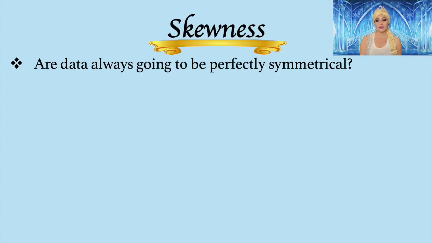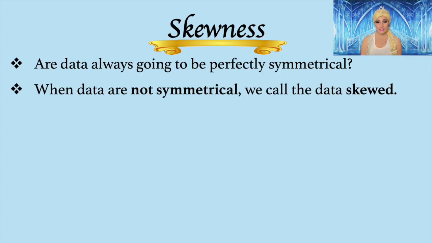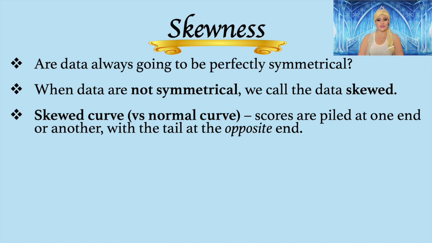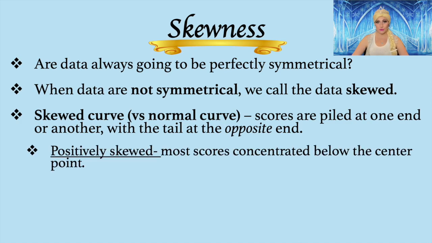If the data are not perfectly symmetrical, we typically say that the data are skewed. A skewed curve versus a normal curve suggests that the scores are piled at one end or another, and the tail is at the opposite end. I promise I'll show you what that means in a minute. So we have 2 different types of skew. The first type of skew is a positive skew, in which most scores are concentrated below the center point. I know that seems a little bit backwards because if we say something is positively skewed, why would most scores be below? But remember, the term skew refers to the tail of our distribution.